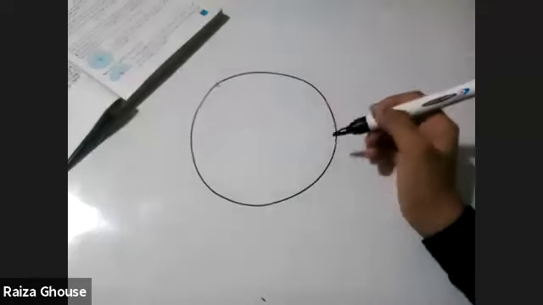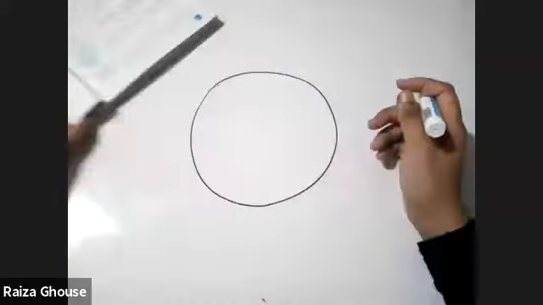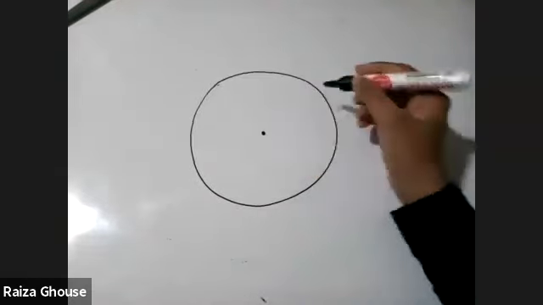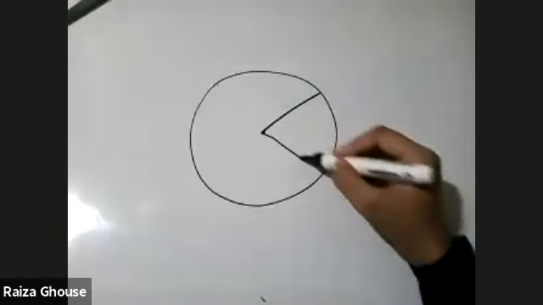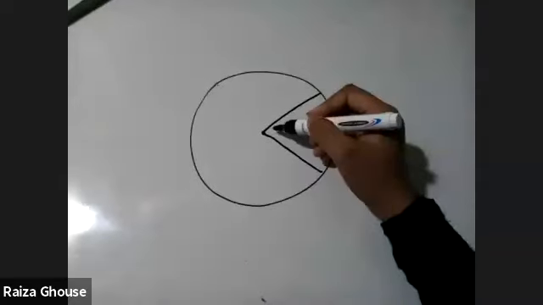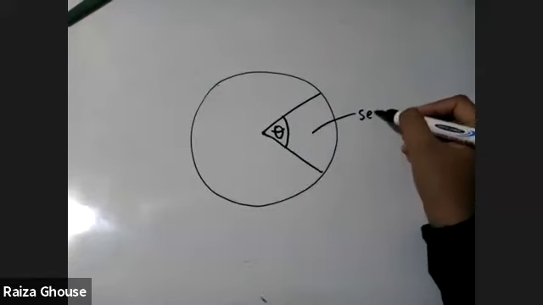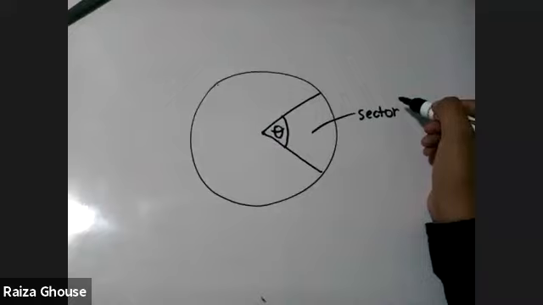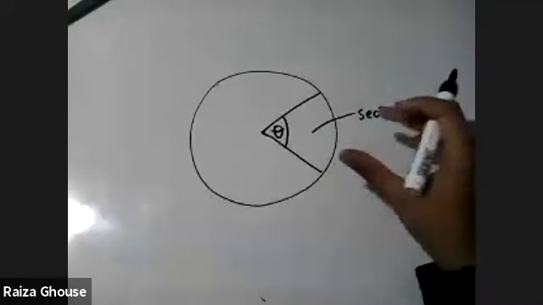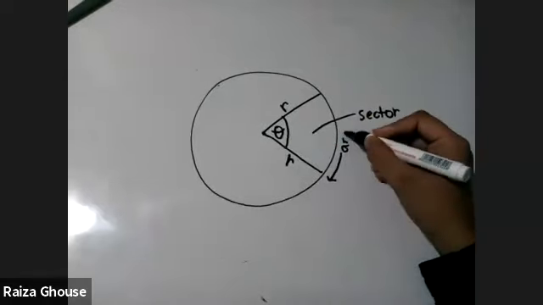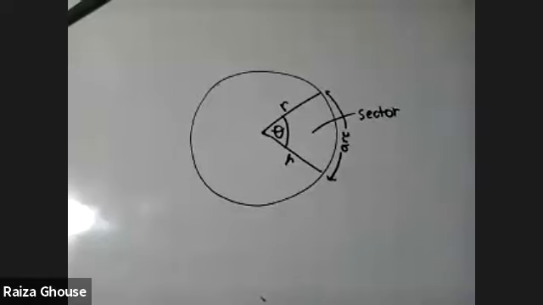Sorry. Sector of a circle. Now, if I take a circle, I told you the parts of a circle, radius, diameter, chord, and everything. What is a sector? Sector means from the center of a circle, if I draw two radii here, this is called a sector. This angle, I can take it as theta. This portion is called the sector. So that means a portion bounded by two radii and an arc. Two radii and an arc is called a sector.